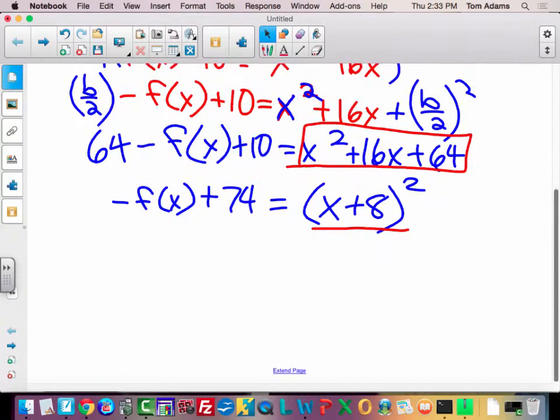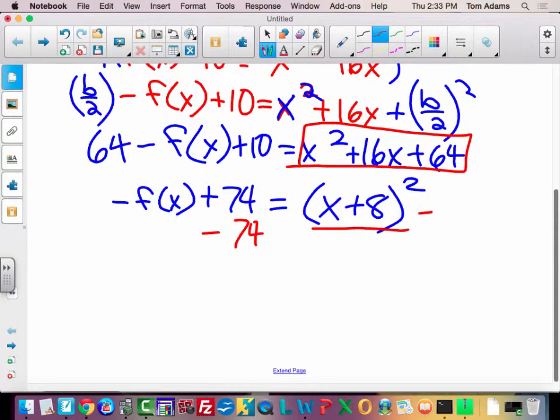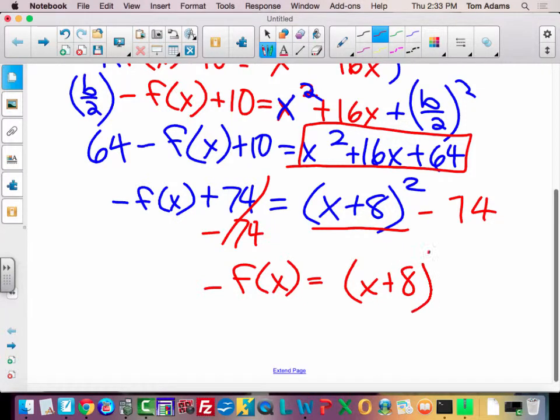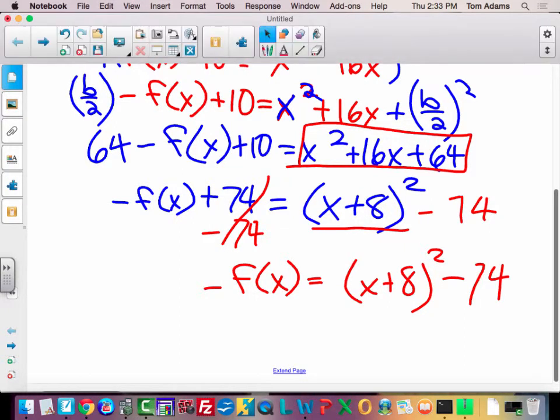The only thing I have left to do is move the 74 over and multiply by negative 1. So I'm going to subtract 74 from both sides. These cancel, and I get negative f of x is equal to the quantity x plus 8 squared minus 74. If I multiply everything by negative 1, this becomes negative, and this becomes positive. The negative of a negative is positive. So this is the final answer.